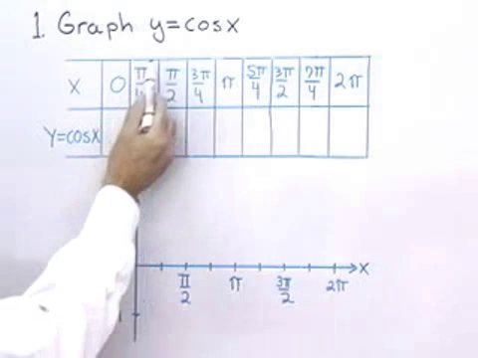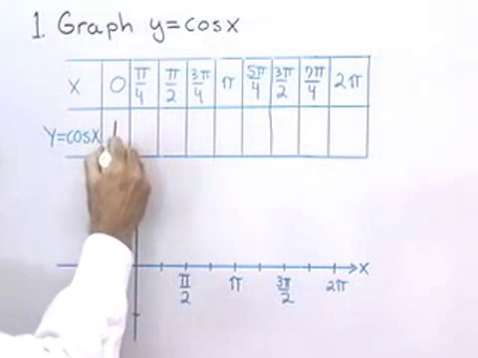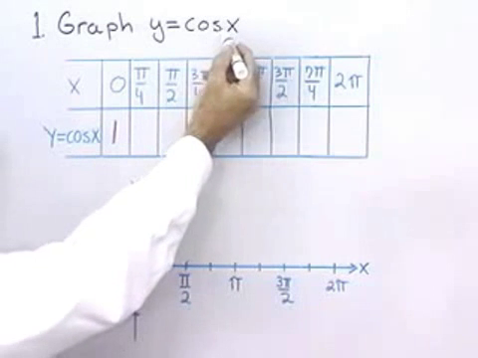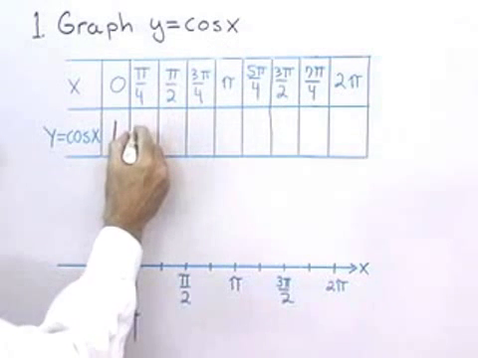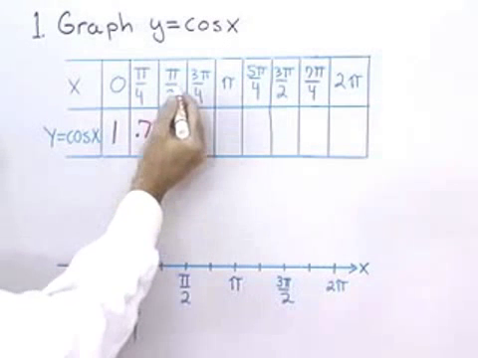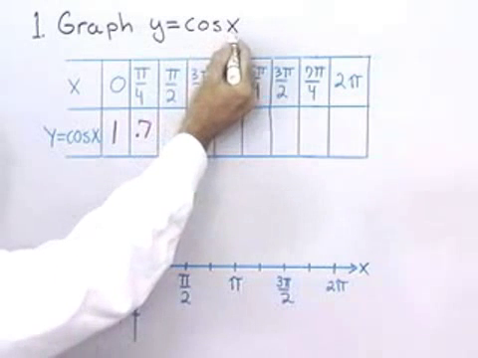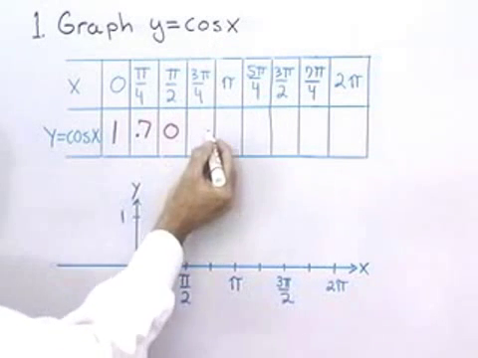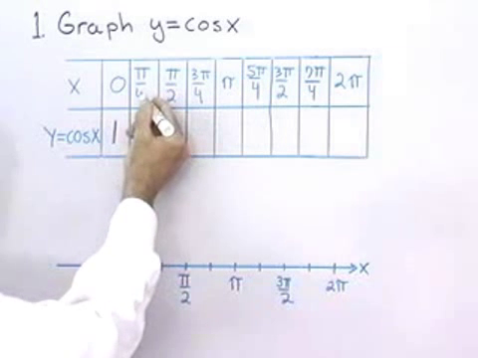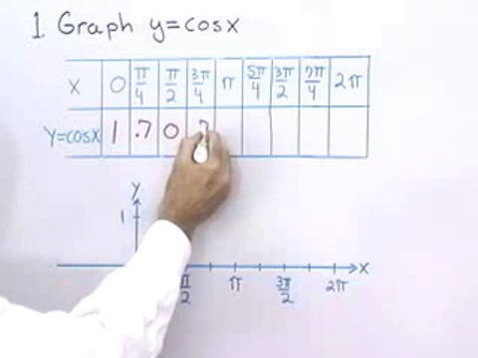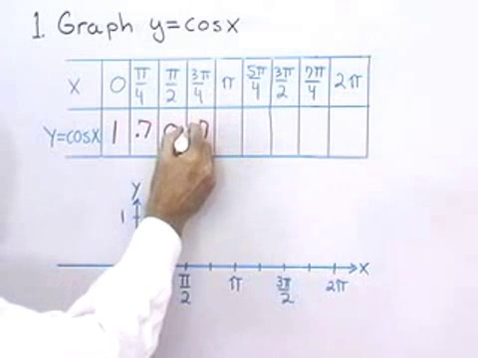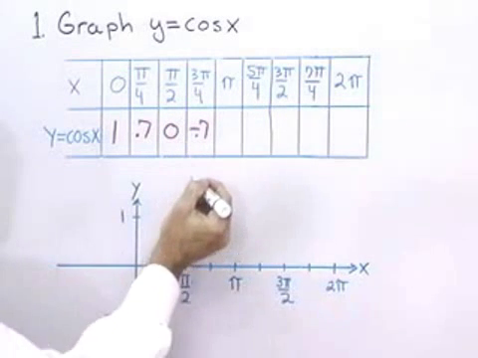I know when x is equal to 0 that cosine of 0 is 1. When x is equal to pi over 4, which is 45 degrees, cosine of x is going to be equal to 1 over square root 2, which is about 0.7. When x is equal to pi over 2, cosine of pi over 2 is going to be 0. When x is 3 pi over 4, I know I'm in quadrant 2. The reference angle is pi over 4, so I know I'm going to get my 0.7, and since I'm in quadrant 2, I know cosine is negative there, so negative 0.7.